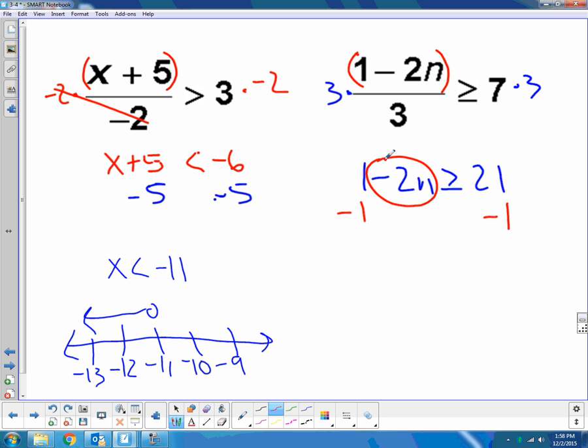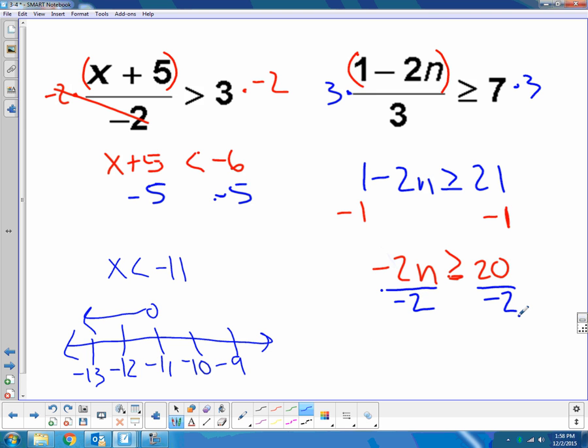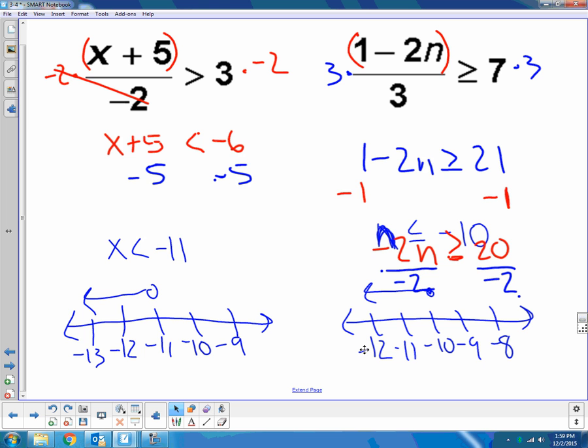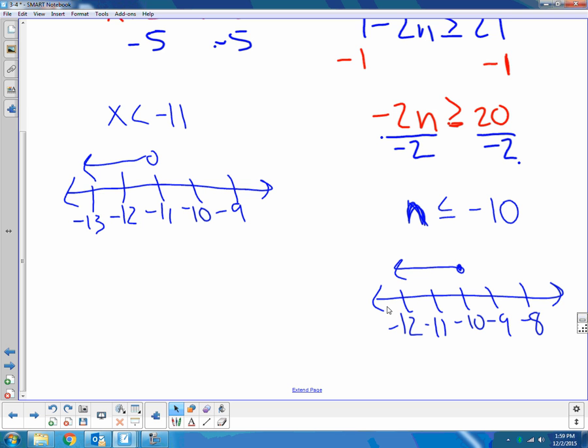I do, however, have a -2 to deal with. So -2n is greater than or equal to 20. Now, I still don't have n by itself, so I'm going to divide both sides by -2. However, if I divide by a negative, I should have a little red flag in my head saying I'm dividing by a negative. If you divide by a negative, you've got to flip that symbol over. And so we should have that n is less than or equal to -10, because I divided by that negative.